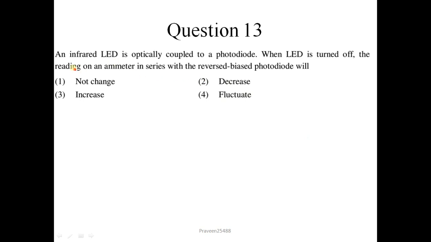Question number 13. An infrared LED is optically coupled to a photodiode. When the LED is turned off, the reading on an ammeter in series with the reverse bias photodiode will be... So when the LED turns off, the current will decrease. So correspondingly, the ammeter reading will also decrease. So option number 2 is correct.